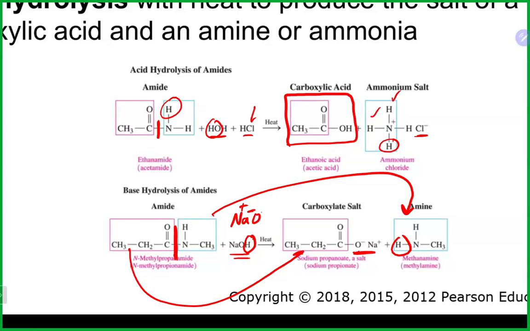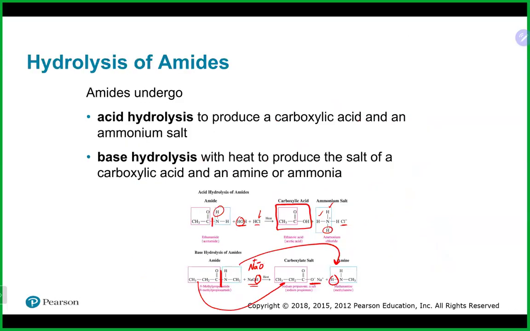If you do a base hydrolysis of it, you get back the base, which is the amine in this case, completed, basically. Any questions on those two?